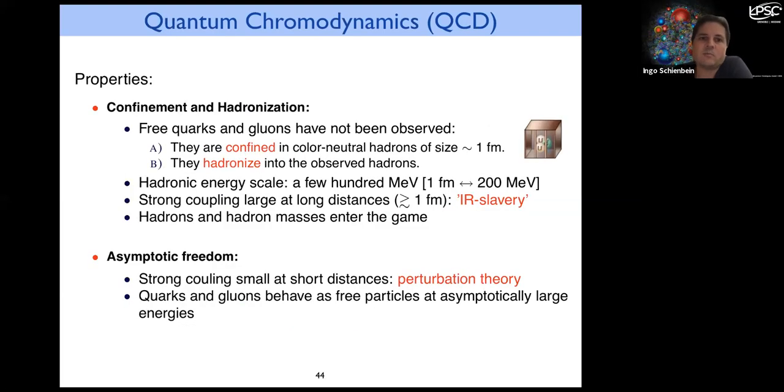And then we know the properties that we need to explain. Confinement: we do not observe free quarks and gluons, but instead those objects are confined in color neutral hadrons of size about a Fermi, or in the final state they hadronize into the observed hadrons in the detector. Also asymptotic freedom, that's the fact that the strong coupling becomes small at short distances, so that one can do perturbation series. So at short distances, quarks and gluons behave as free particles.